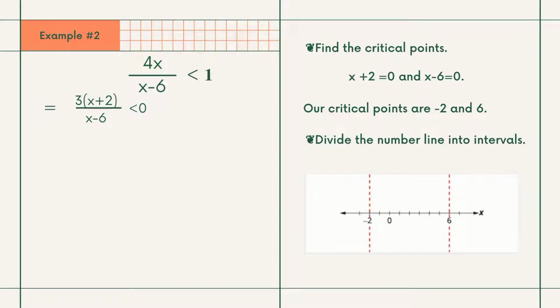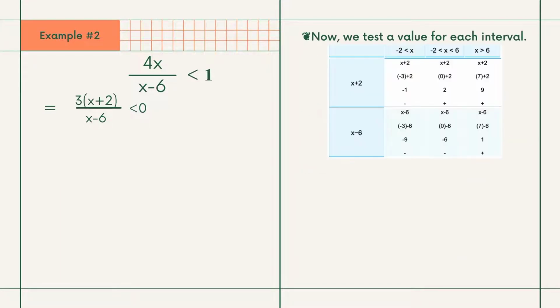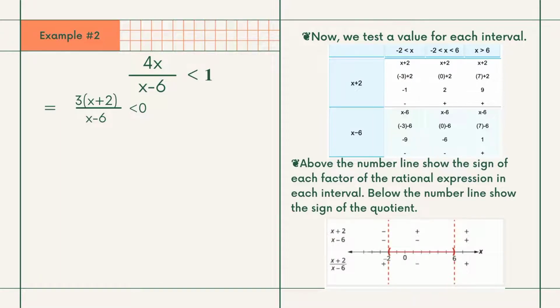Divide the number line into intervals. Now, we test a value for each interval. Above the number line, show the sign of each factor of the rational expression in each interval. Below the number line shows the sign of the quotient.